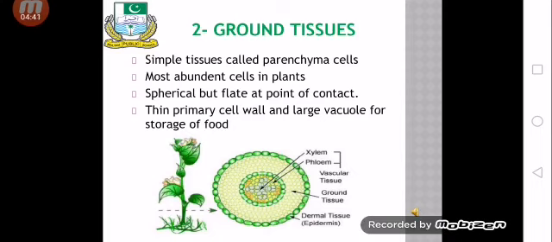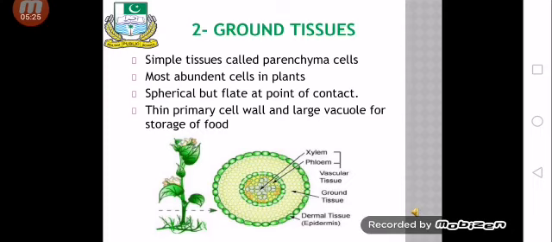Now the next permanent tissue is ground tissue. Some characteristics are told here: ground tissues are simple tissues, and these are also known as parenchymatous tissues, or parenchyma cells. These are the most abundant cells in plants, meaning they are present in large numbers, not in the form of a single layer. Many parenchyma cells are present. Their shape is spherical and they are flat at the point of contact, meaning as they are tightly packed with each other, their point of contact is flat. They have a thin primary cell wall. Large vacuoles are present for storage of food.